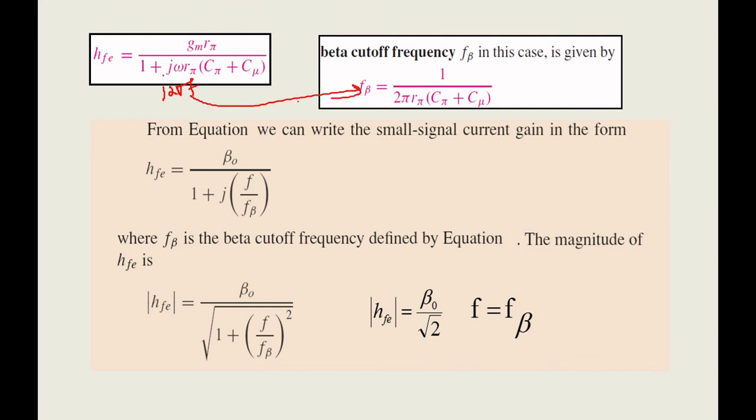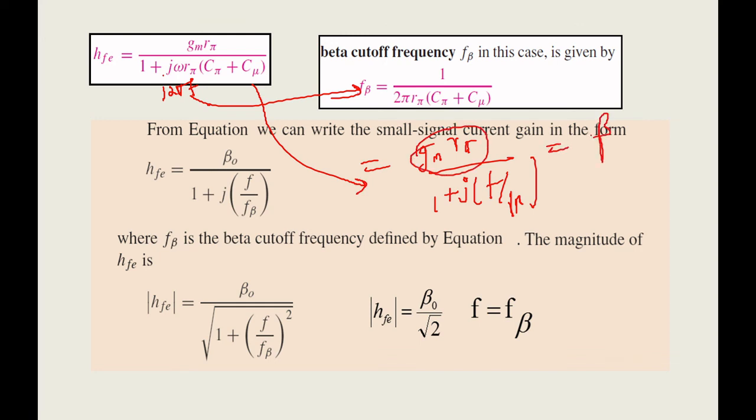By bringing this assumption here, I can write gm r pi divided by 1 plus j f by f beta. Correct. So this equation was rewritten like this. Now I am rewriting this gm r pi as beta naught. You know that the product of gm into r pi is nothing but your beta naught. So with that assumption, beta naught divided by 1 plus j f by f beta. If you take the modulus of this equation, you will get beta naught divided by the square root of 1 plus (f divided by f beta) whole squared.